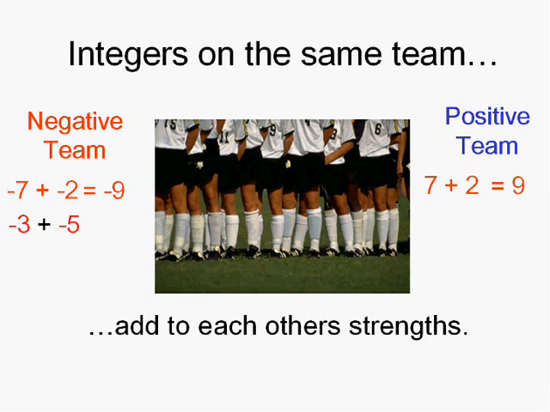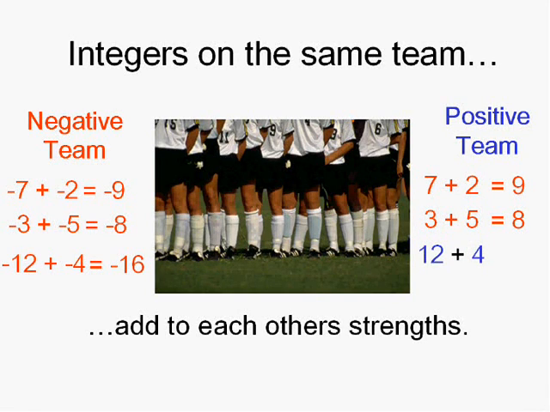Get the idea? -3 and -5, -8. That's easy. +3 and +5, +8. -12 and -4, -16. Just more negative. They add to each other's strengths. And of course 12 and 4 make a +16. You could also remember here that you're using the sign that's already there.